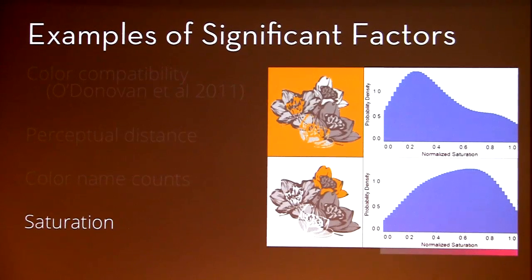Finally, we have the saturation of a region. In this example, the orange background is preferred to be less saturated, while the foreground flower tends to be more saturated so that it can stand out from the background. So these were just some examples to give an idea of what sorts of colorings our model tended to prefer.